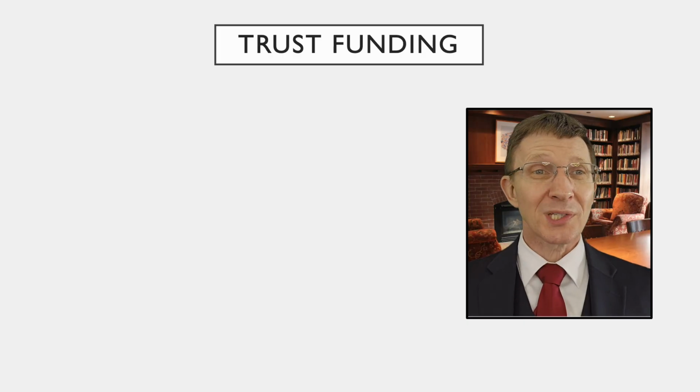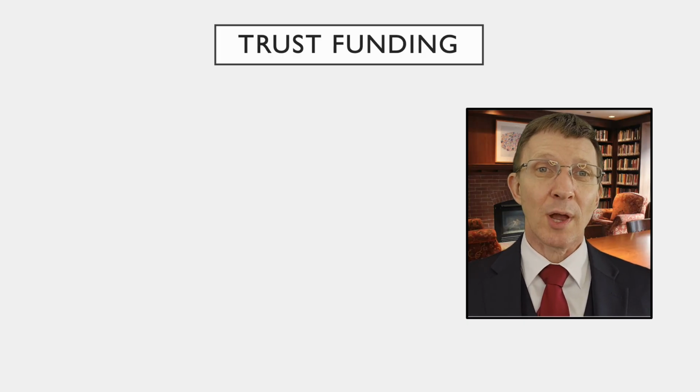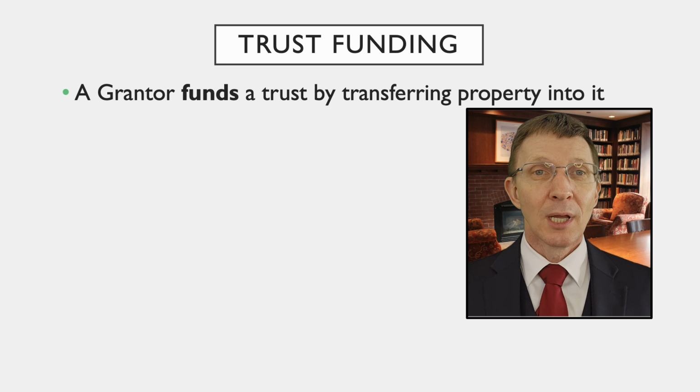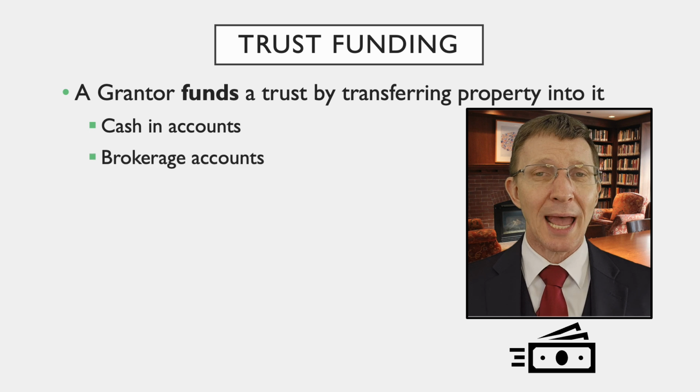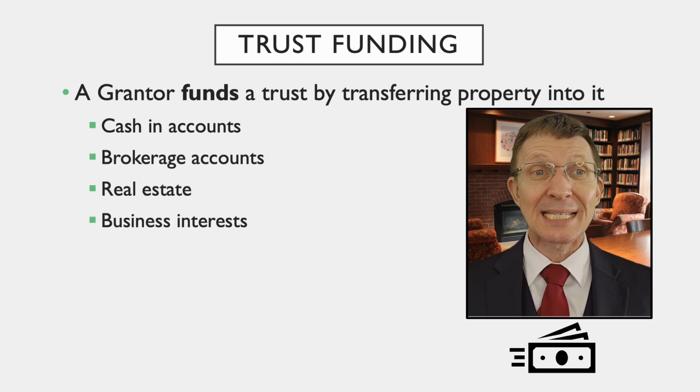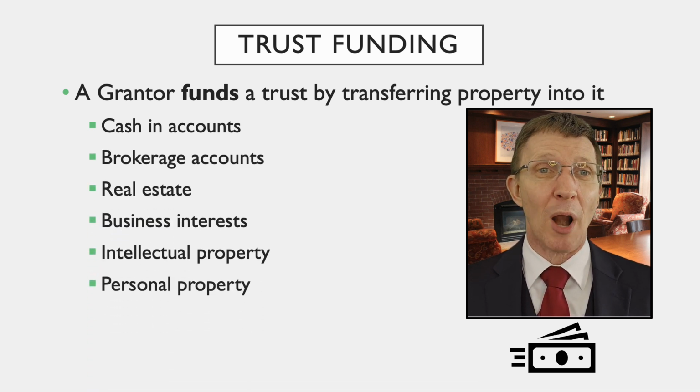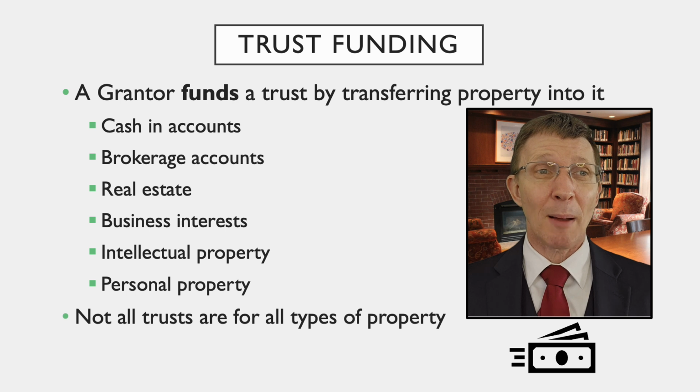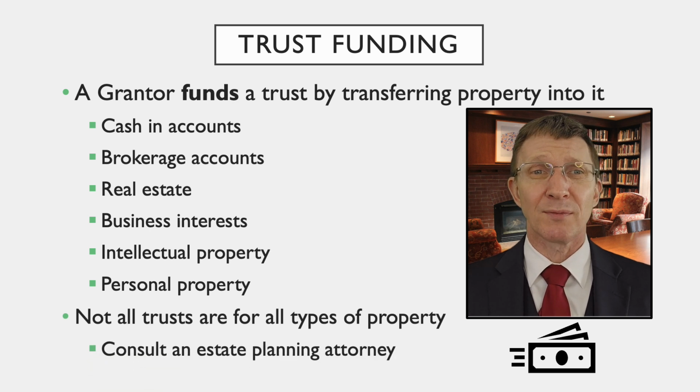A grantor who establishes a trust funds the trust by placing property into it. A grantor may place most types of property into a trust, including bank accounts, stock and brokerage accounts, real estate, businesses, intellectual property, and personal property, like artwork and furniture. Specific types of trust may be designed to hold specific types of property, and some types of property may not belong in some types of trusts.